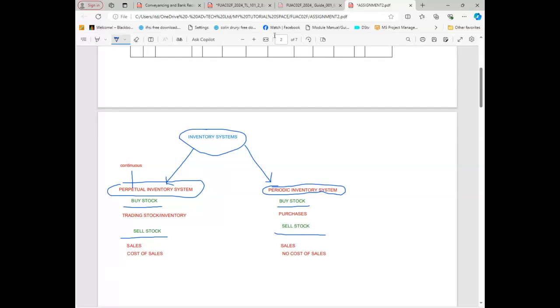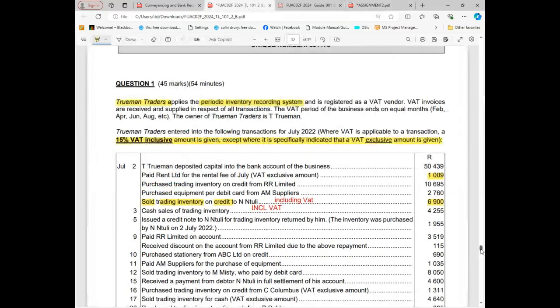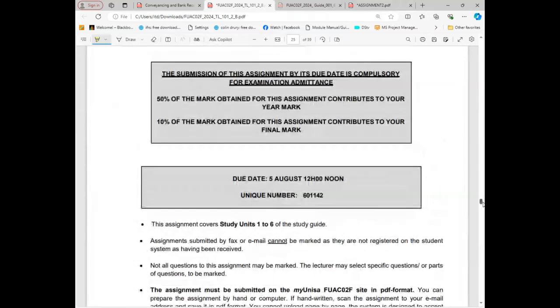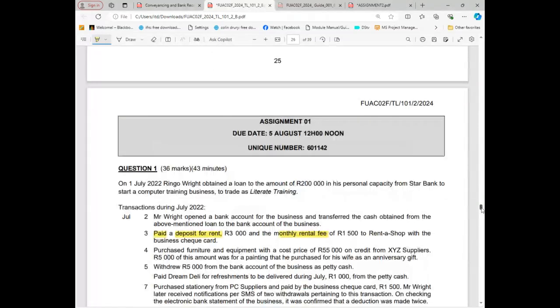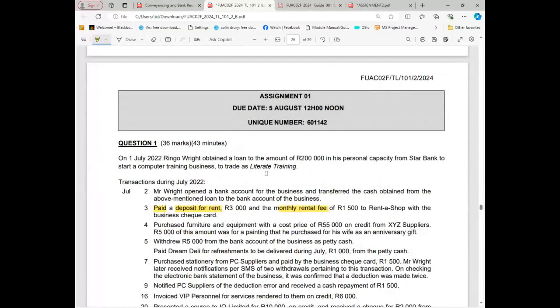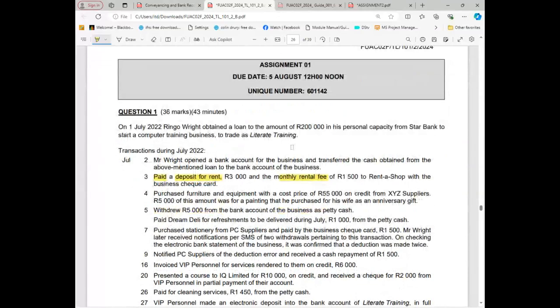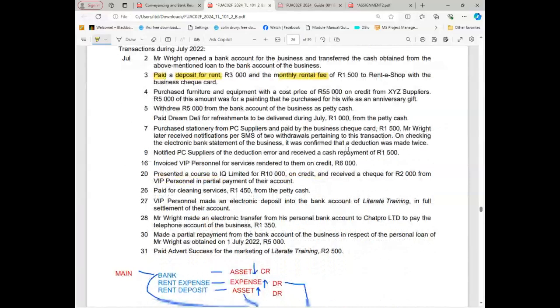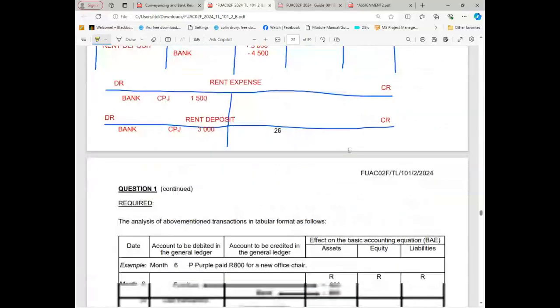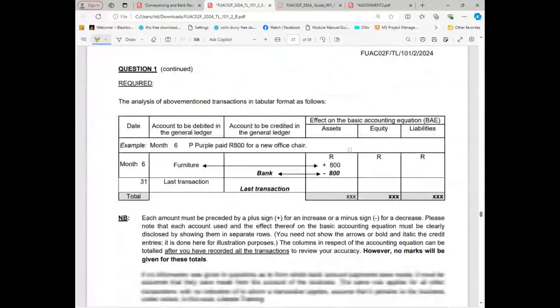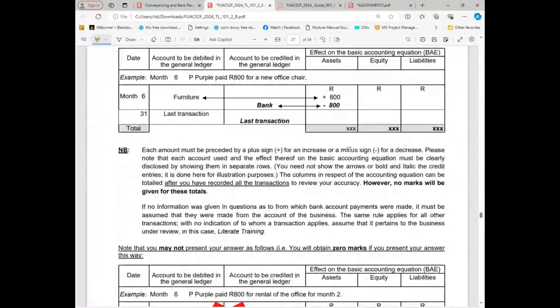Let me go back to the assignment. I think they should have told. They did, periodic, I think. Let's see. Assignment number 1 here. Here they did not tell you which system. But they should have told you. I don't know why they don't tell you.